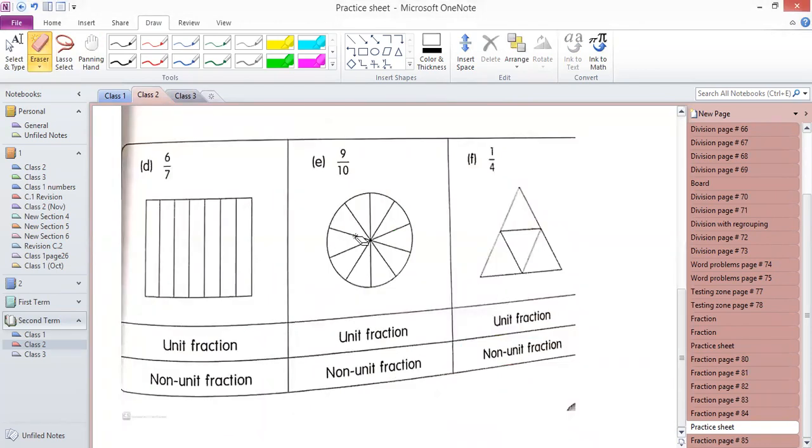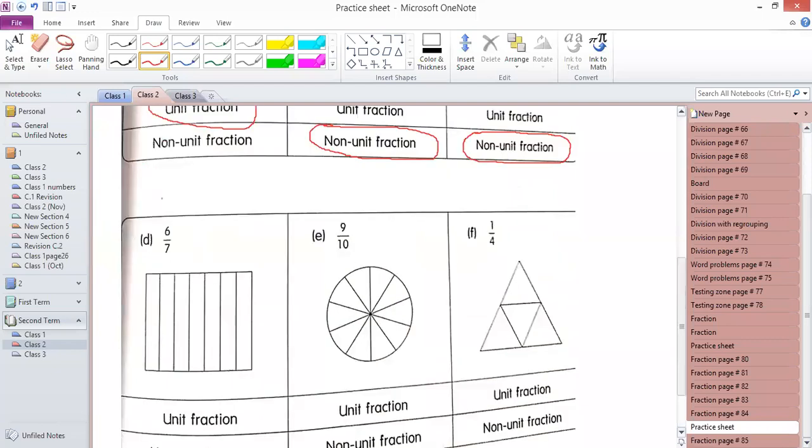Come here, guys. D is 6/7. So how many parts should I color? For this, I am going to take one of the students. To make it 6/7, how many parts should I color?